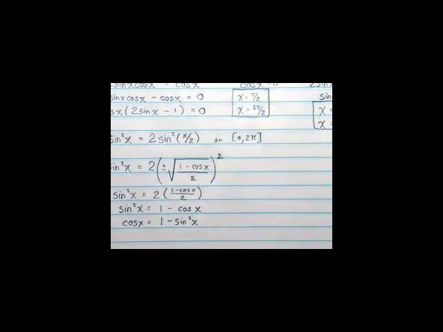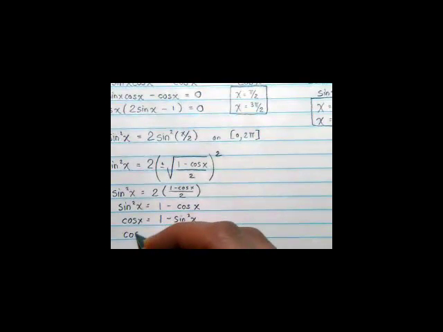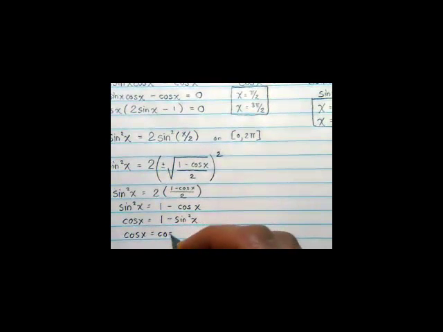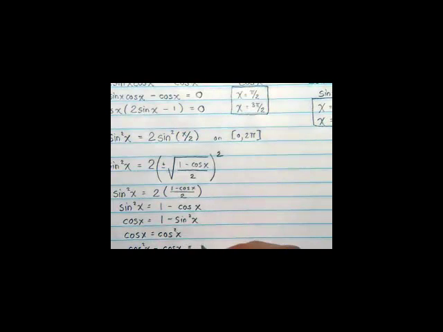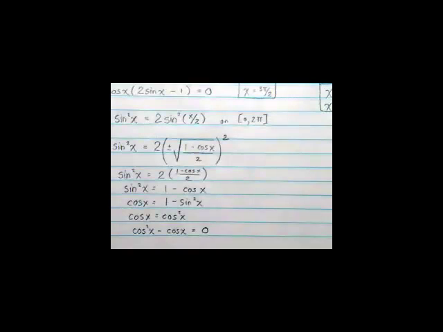So everybody, are we cool? Following so far? I like this. This is good. And then you said 1 minus sine squared is cosine squared, right? Okay. And then we have cosine squared x minus cosine x equals 0, because now we got something to factor, right?